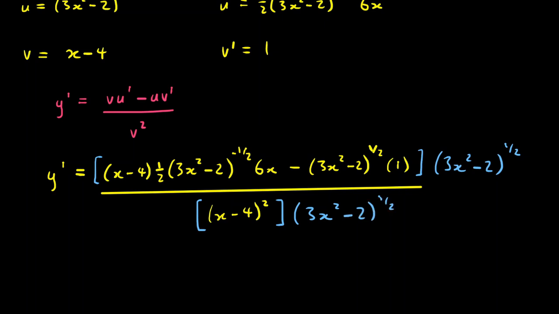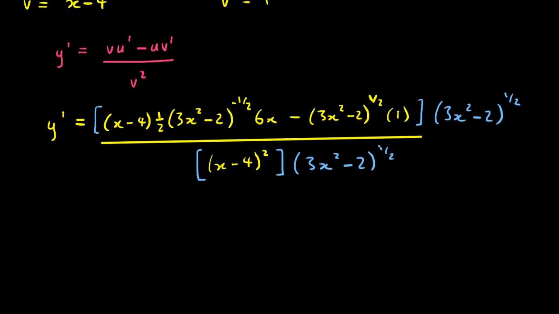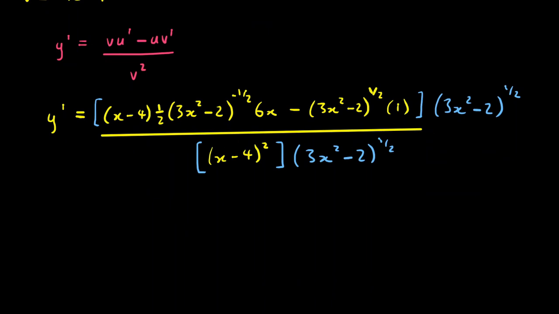Okay, so that's what I'm going to do. I'm going to multiply this thing here first by the (3x² − 2)^(1/2). And of course, if we do that, that term there is going to completely cancel off. So what we're going to be left with is x − 4. The half can be times by the 6x, we just get 3x. And then, as I said, that term there cancels off and gives us 1.